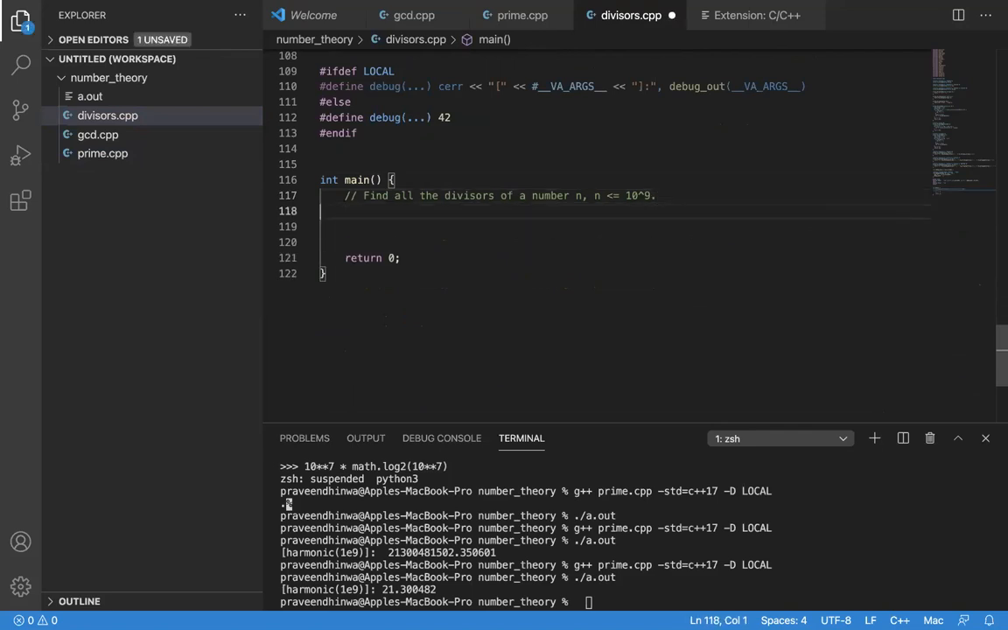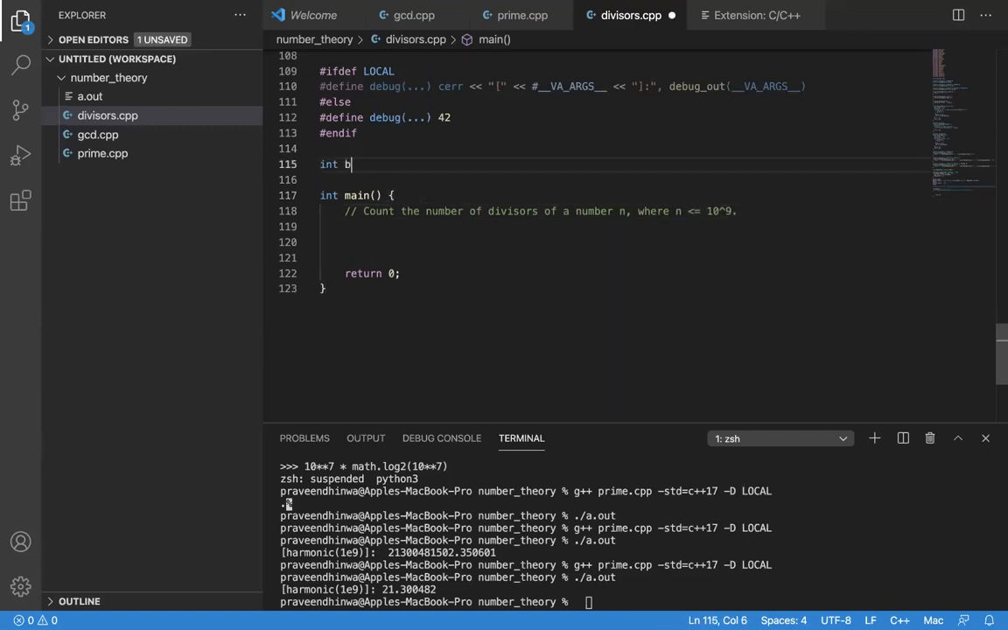What is the simplest algorithm? You go over all numbers from 1 to n and check whether each divides n. If it divides, it's a divisor. Fine. In fact, let's do one thing. Instead of finding all the divisors, let's count the number of divisors of a number n, where n is less than 10 to the power 9.